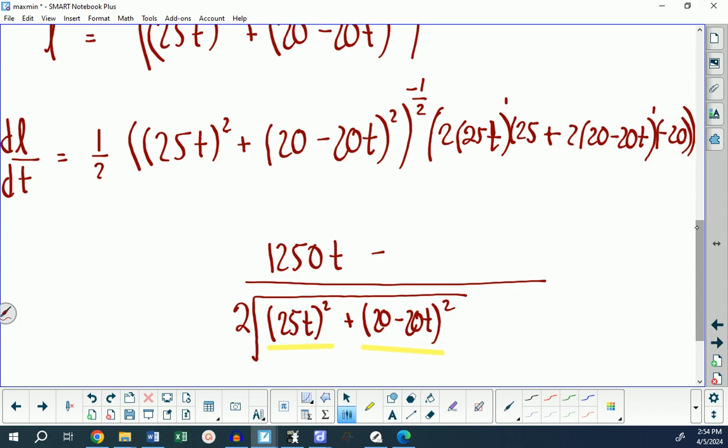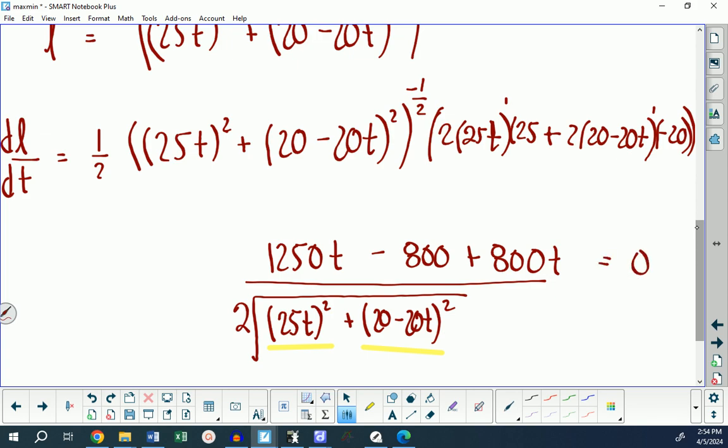Minus 2 times negative 20 is negative 40. Negative 40 times 20 is negative 800. Two times negative 20 is negative 40, times negative 20t is positive 800t. Steph, I did that in my head, so can you confirm? Yeah, it is. It's 800. So this is negative 800t. This is 1250t.